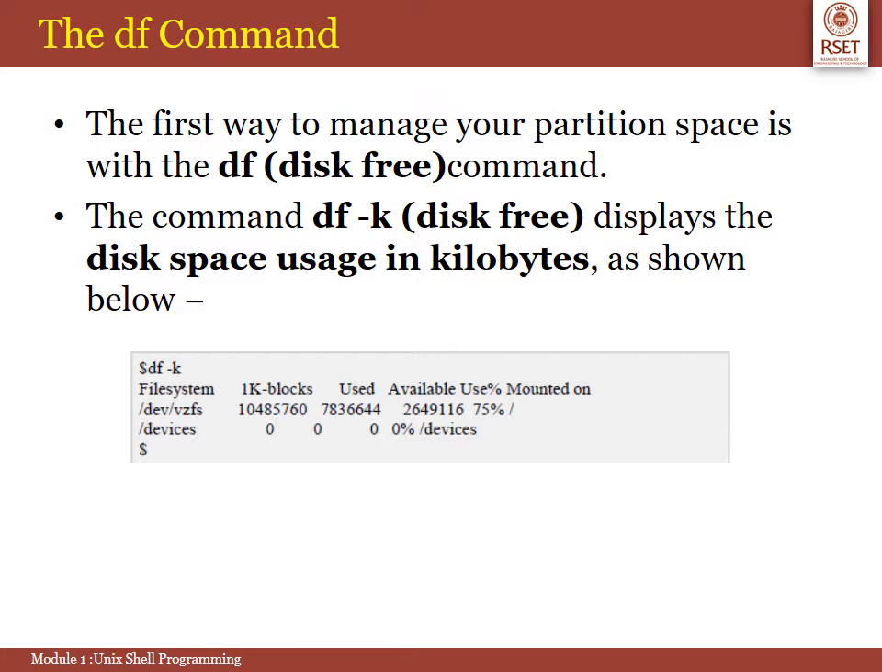Under the file system column, it describes which file system it belongs to, and under the 1K blocks, it describes in total the available disk space, then the used disk space, then the remaining disk space, and the percentage which is being used.